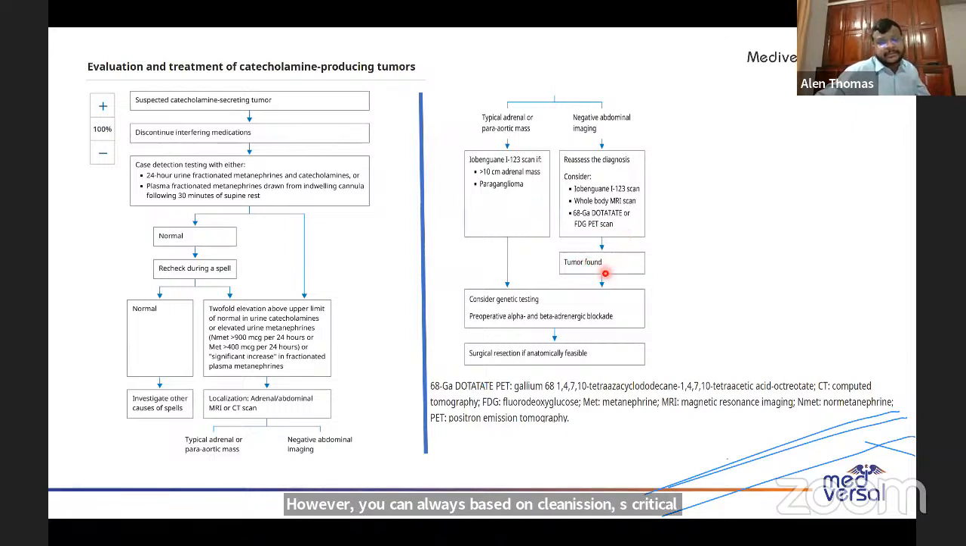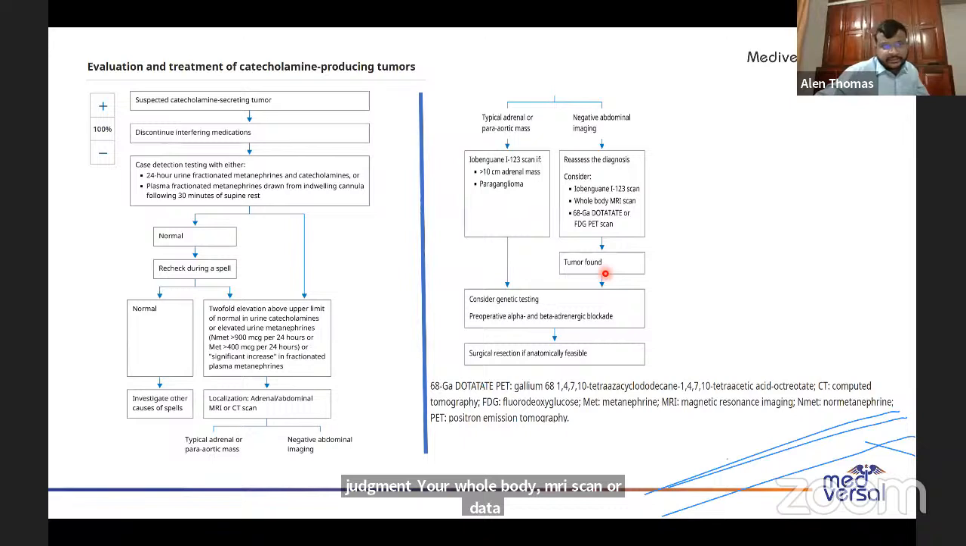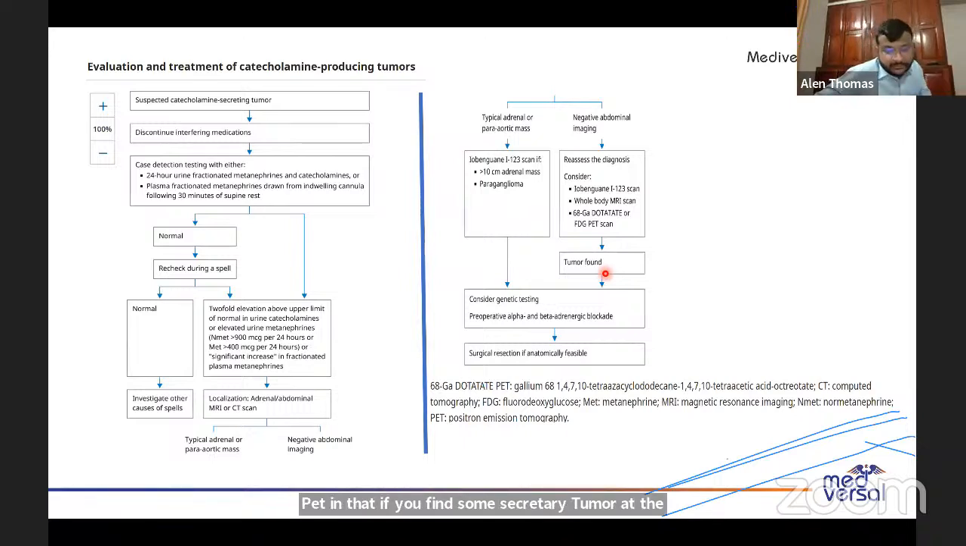In that, if you find a catecholamine secreting tumor, it may not be only on top of the adrenal gland, it can be elsewhere also, the extra-adrenal tumors. Consider genetic testing, preoperative alpha and beta blockade, and plan for surgical resection, because that is one of the best methods where you can treat your pheochromocytoma. But it's quite complex because you need to preoperatively build up the patient first, give alpha blockade followed by beta.